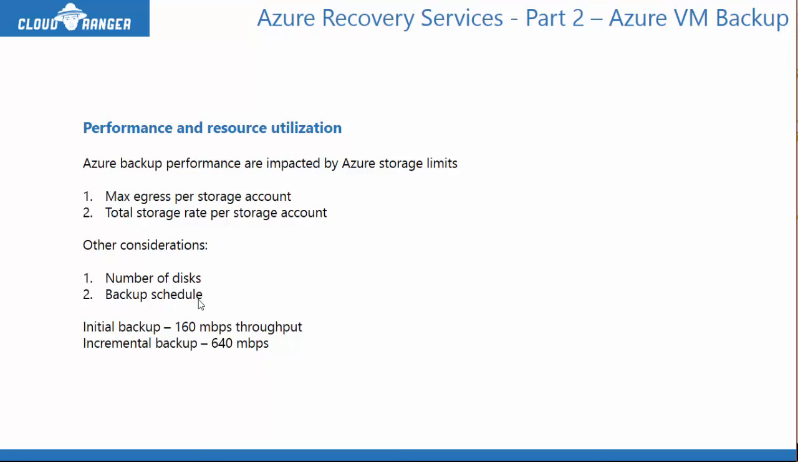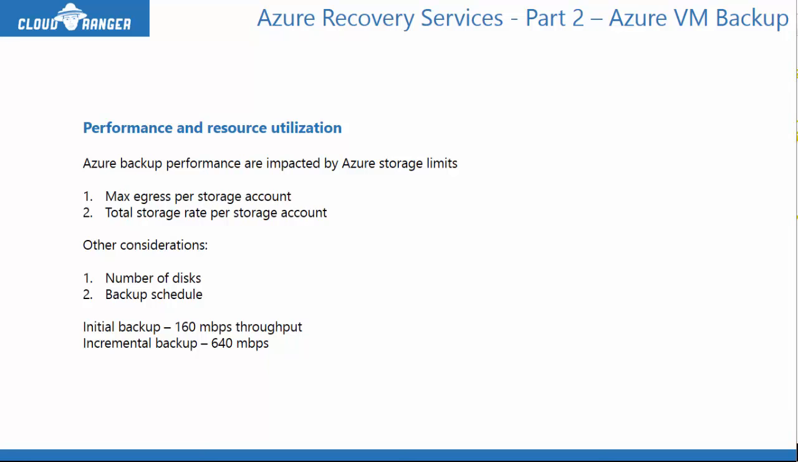Maybe 5 is not going to be an issue, but if you try to do 50 different virtual machines all at the same time and they all are in one storage account, you're definitely going to be hit by performance issues, right? So these are some of the throughputs that I thought were important. When we are doing the initial backup, 170 megabits throughput; incremental backup, it can go up to 640 megabits per second, depending on what it is backing up as well.